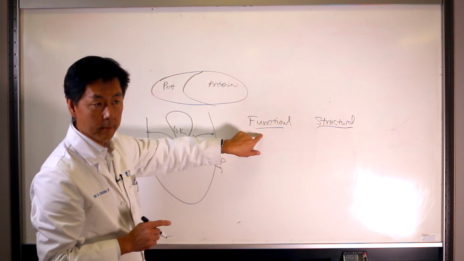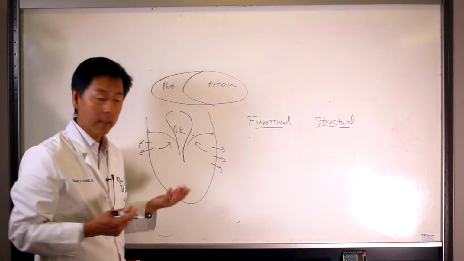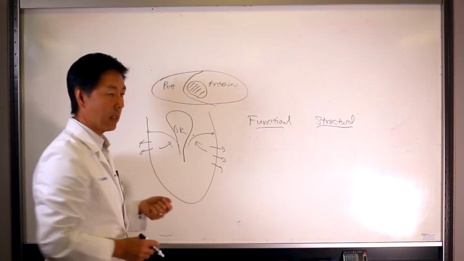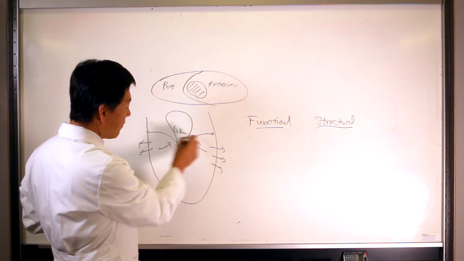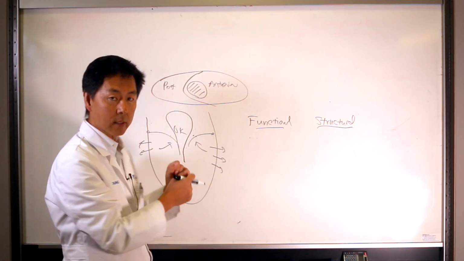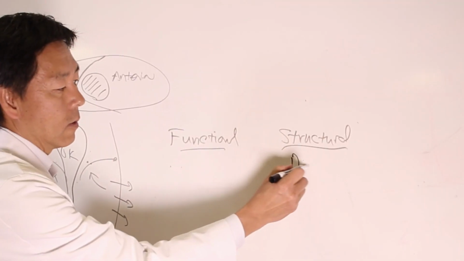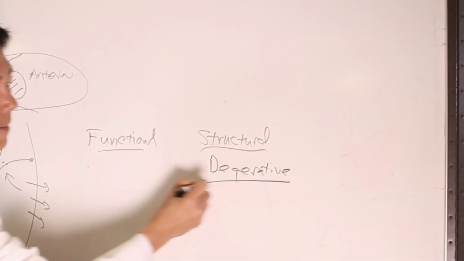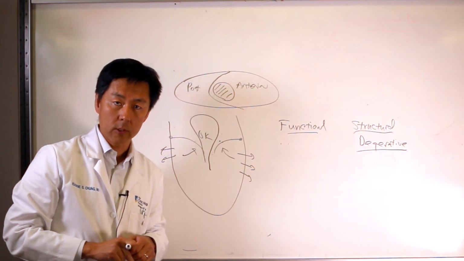That's called functional. In some patients, if you have, let's say, an infection on the valve, this valve can become really thick. Sometimes you can get a hole in the leaflet. So if the leaflets are bad but the rest of the heart is not bad, that's called structural or degenerative. So those are the two broad categories of mitral regurgitation.